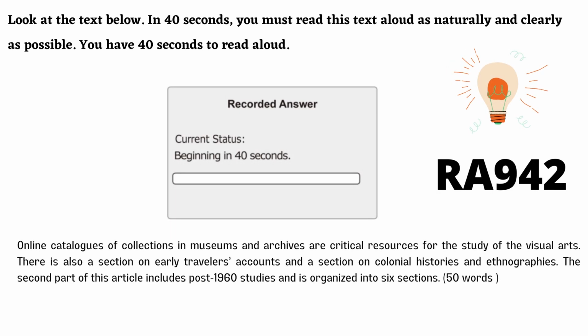Online catalogues of collections in museums and archives are critical resources for the study of the visual arts. There is also a section on early travelers' accounts, and a section on colonial histories and ethnographies. The second part of this article includes post-1960 studies, and is organized into 6 sections.